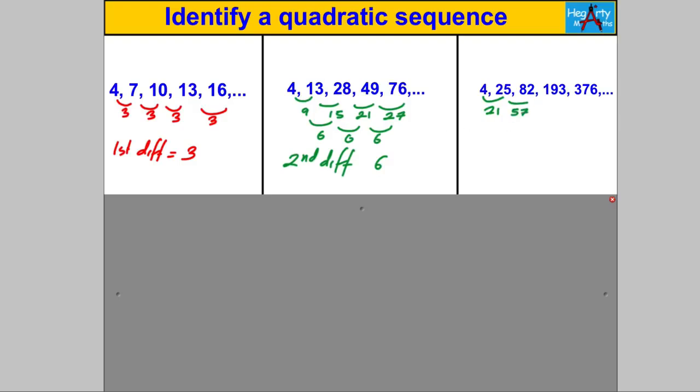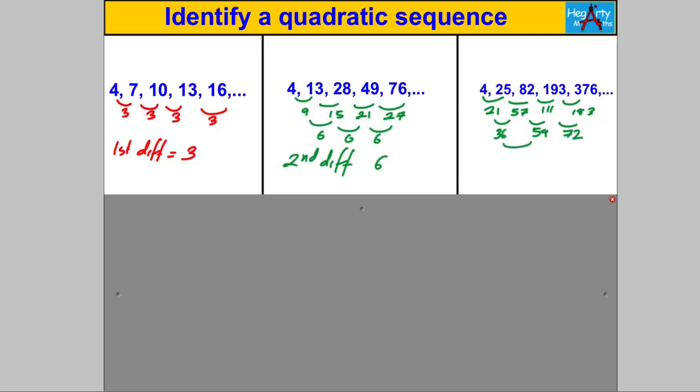If I do 193 subtract 82, I get a difference here of 111. And in this case here, if I do 376 subtract 193, I get 183. Okay, let's try the second differences. 57 subtract 21, well, that's 36. 111 subtract 57, that's 54. And 183 subtract 111 is 72. Okay, even here the second difference isn't common.